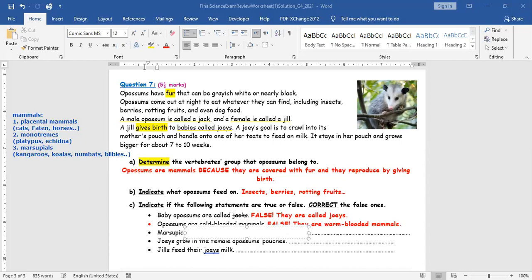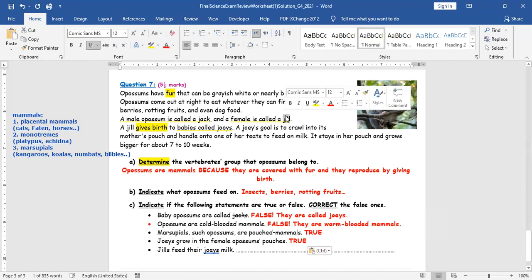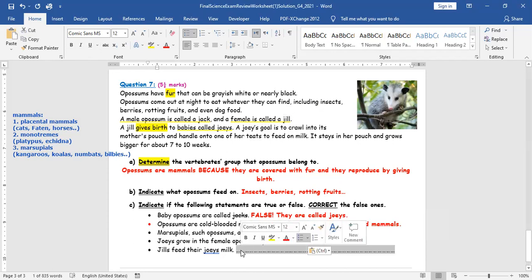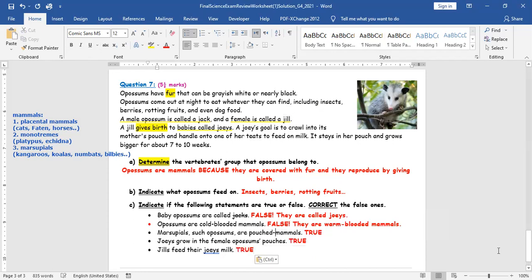Marsupials such as opossums are pouched mammals. This is a true statement. Joeys grow in their mommy's pouch. This is also a true statement, since the babies grow in their mommy's pouch. Jills feed their joeys milk. Let's check. So a female is a jill. So yes, it's the mommy that feeds her babies milk. So this is also true.